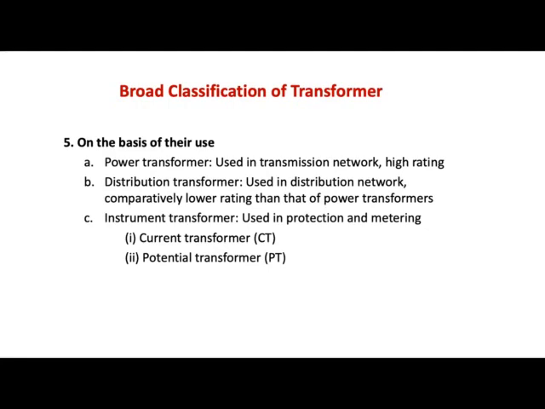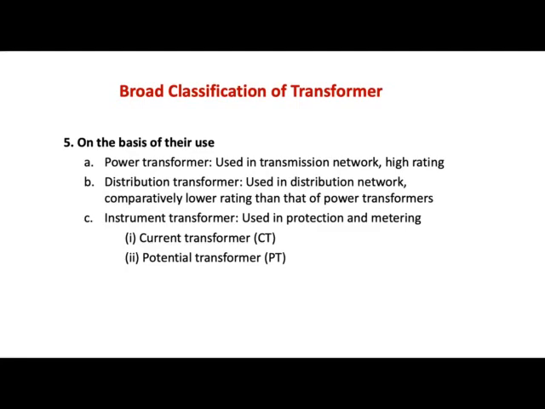Then the last one is on the basis of the use or application. We have power transformers. Power transformers are normally at the generator end. That is where we generate the bulk power using turbo generators or hydro generators. And after transmitting it, where we again need to step down the voltage, at the grid station or the substation, we use the power transformers.